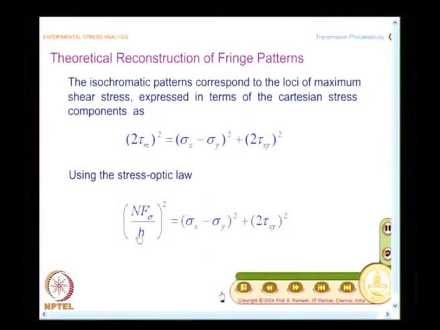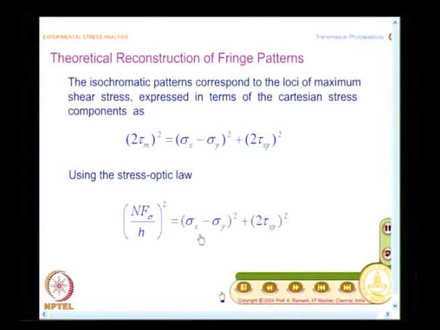Suppose somebody gives you a problem and asks you to plot a contour. What is the normal way which you will do? A contour is one where the value remains constant. So, you will go and find out the xy coordinates of that. That is how anyone will try to do. Suppose I look at this expression, I have (N F sigma by h) whole squared equal to (sigma x minus sigma y) whole squared plus 2 tau xy whole squared.